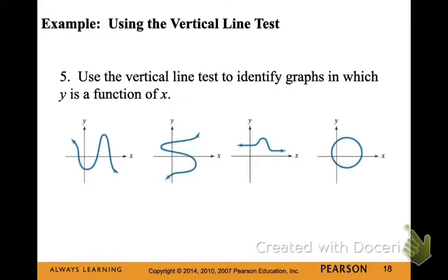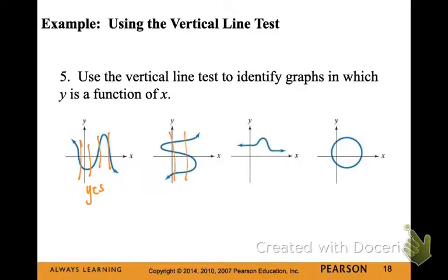So let's look at some examples. Look at these graphs. I'm going to draw a straight line as best I can on each of them, and I'm going to draw multiple vertical lines through most of the graph. You can see that no matter where I draw my vertical lines in this first graph, they will only intersect once. So yes, this is a function. For each value of x, there's one y.